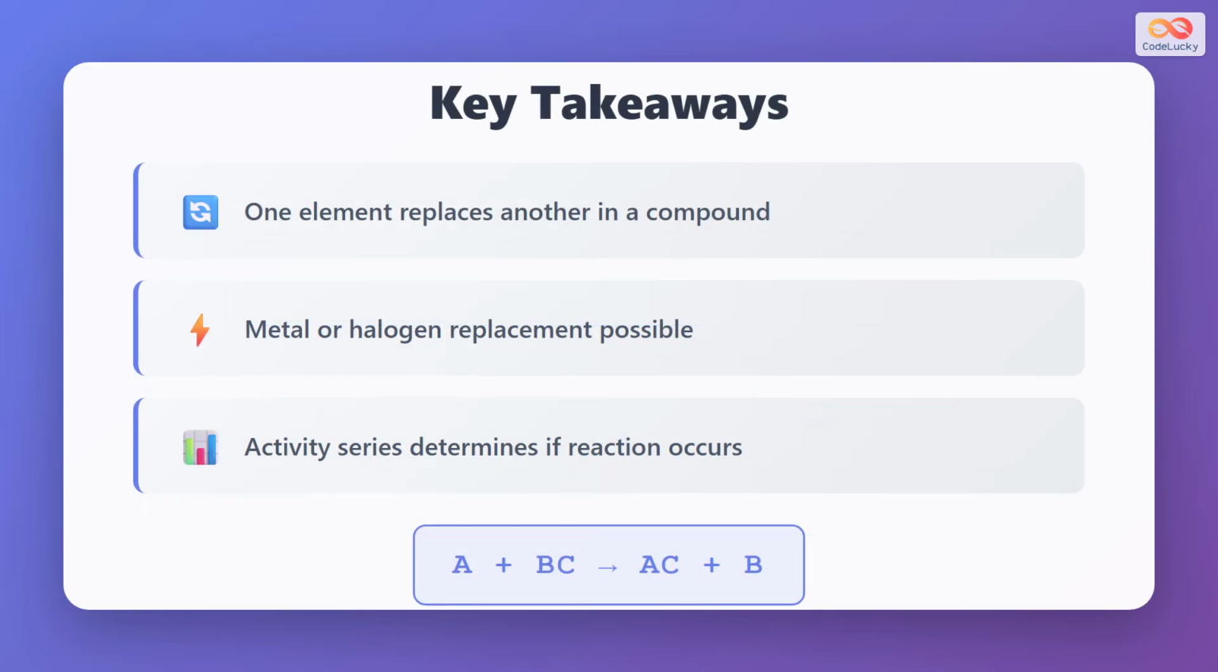Let's review the key takeaways. First, in a single replacement reaction, one element replaces another element in a compound. Second, there are two types. Metal replacement and halogen replacement are both possible. Third, the activity series determines if a reaction will actually occur. Remember the pattern A + BC yields AC + B. Understanding these concepts will help you identify and predict single replacement reactions in chemistry. Practice recognizing this pattern, and you'll master single replacement reactions in no time.